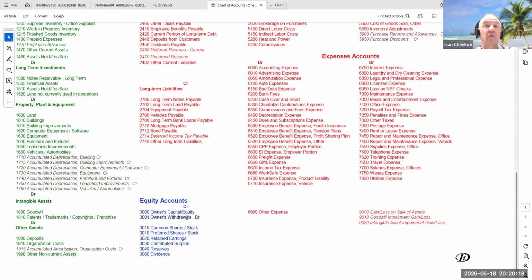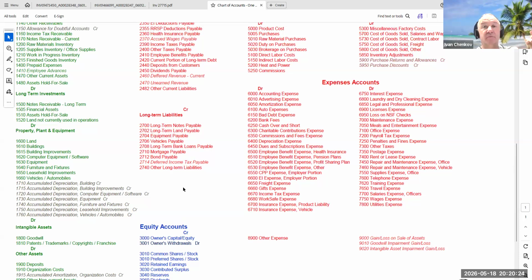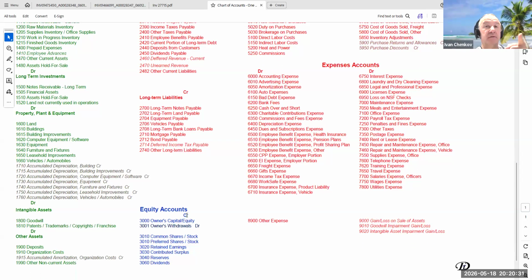And the other thing is the owner's withdrawal. Owner's withdrawal, as you can see, is in black. If it's in black, that means it has the opposite balance, and increases on the opposite side. As you know, all the equity accounts increase on the credit side, but only the owner's withdrawal increases on the debit side.